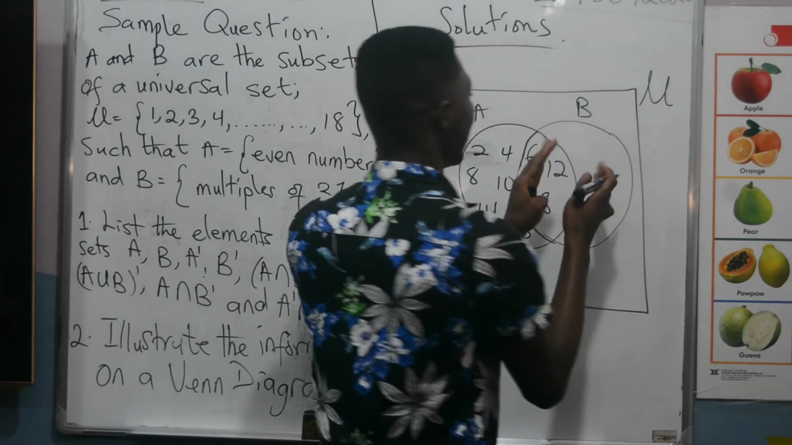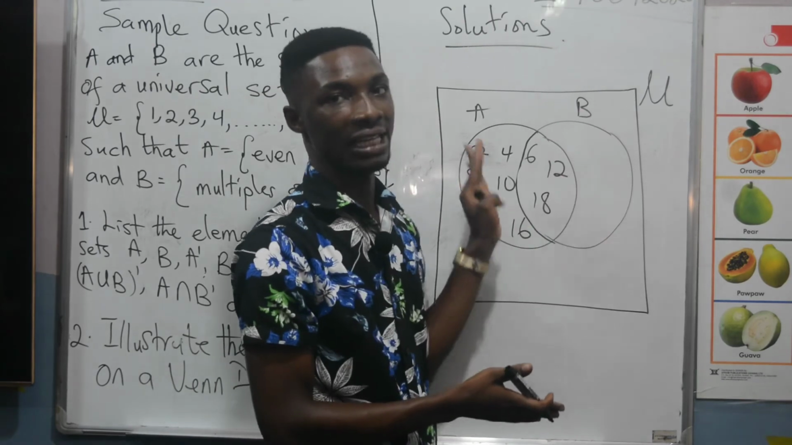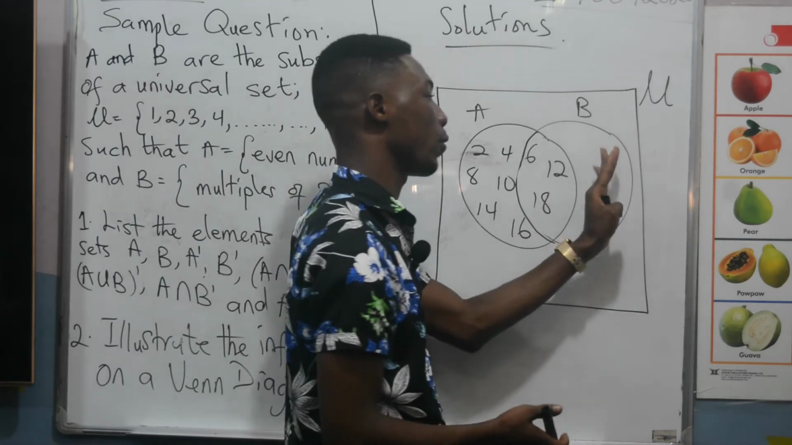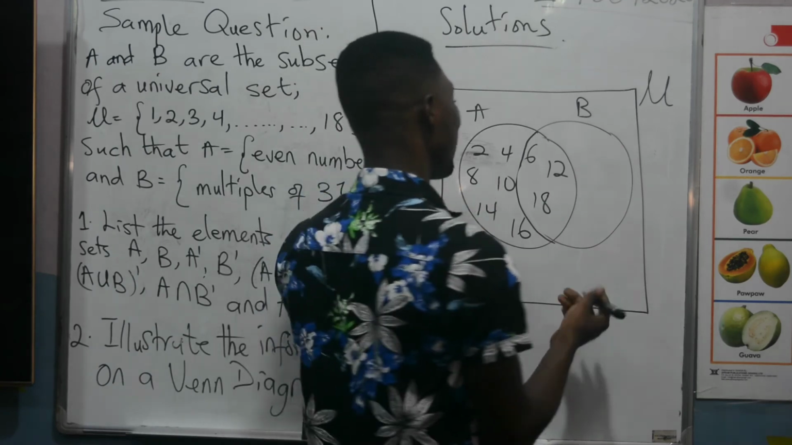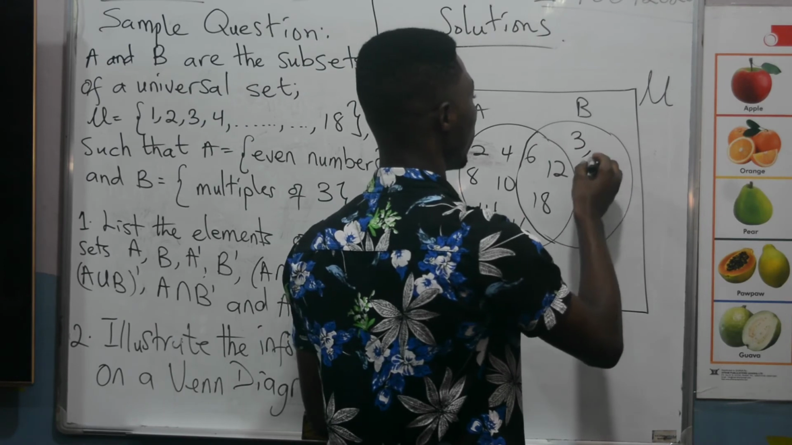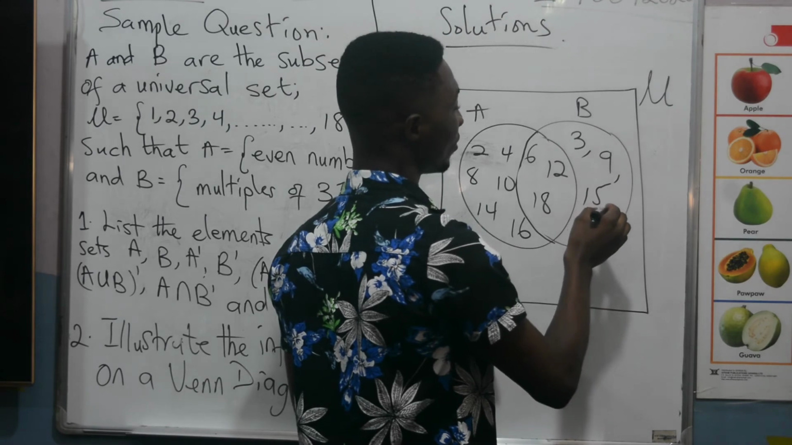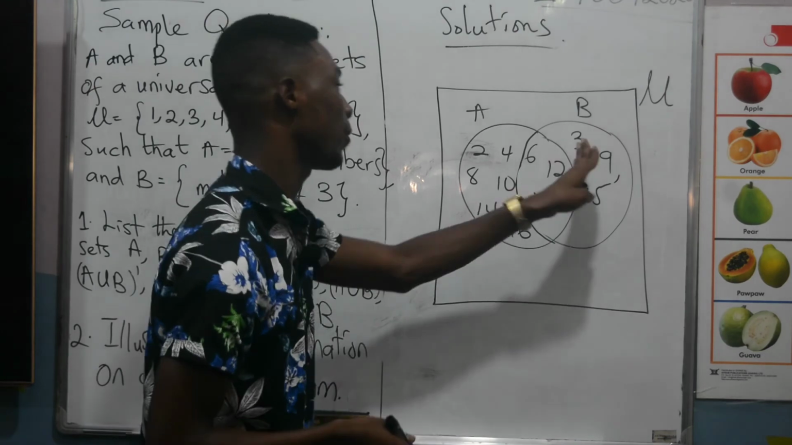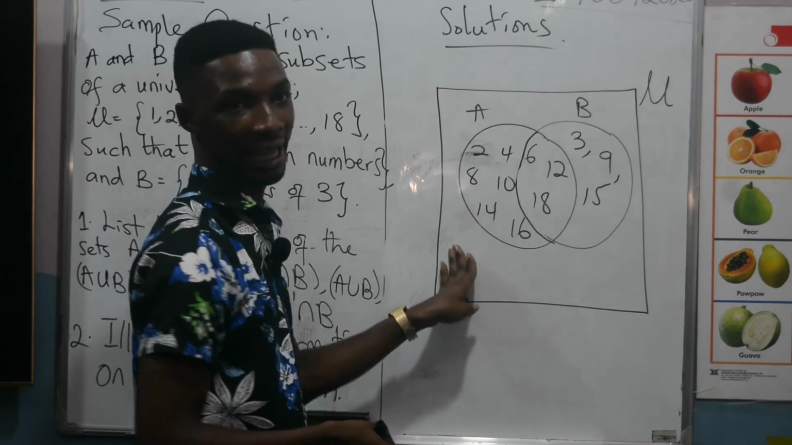Then I come here. This region will contain elements in B, but not in A. Elements that are in B, but not in A will be here. We call this region B only. So let's write the elements over there. We have 3, we have 9, we have 15. So we have 3 elements, 3, 9, 15, that are in B but are not in A.